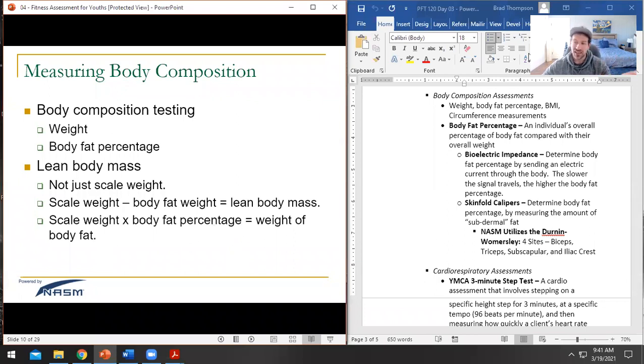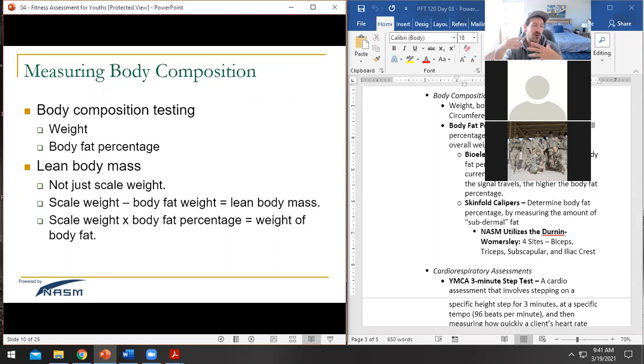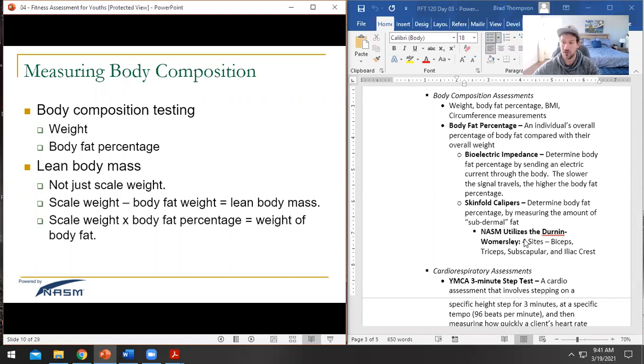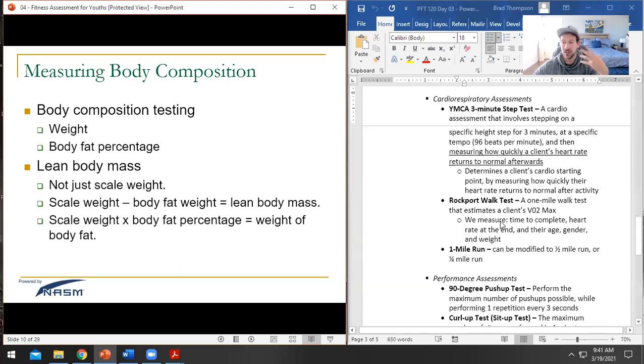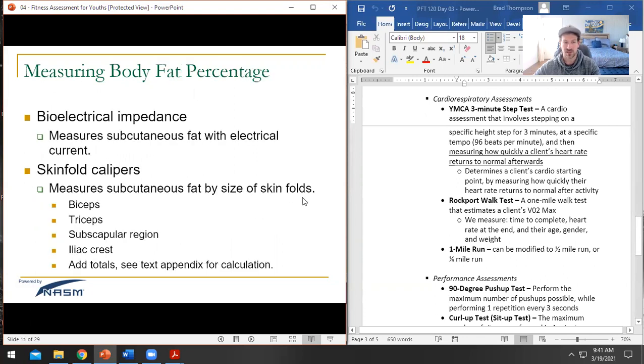Now, like I said, for the most part, guys, we have bioelectric impedance scales that do all this fancy math for you pretty quickly. So you won't really have to do a lot of these calculations. But this is another point of data that you should totally get familiar with measuring, because if you get a client who gets really down on themselves, this can be a way to dig them out of that because you're showing them progress.